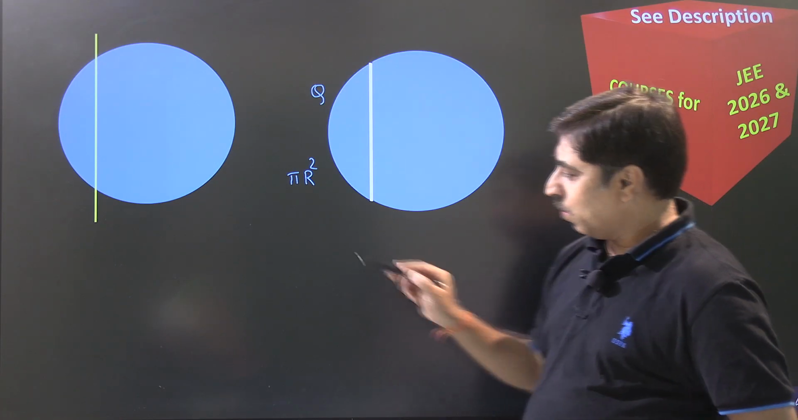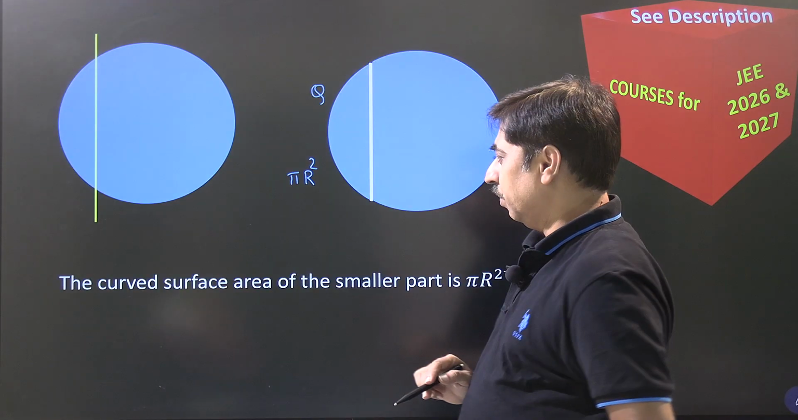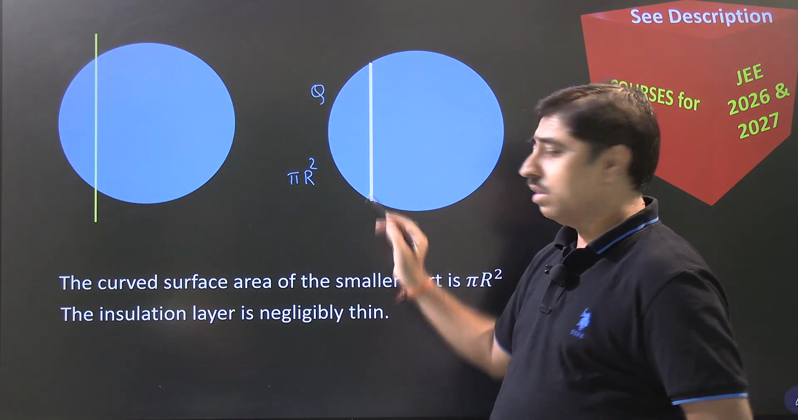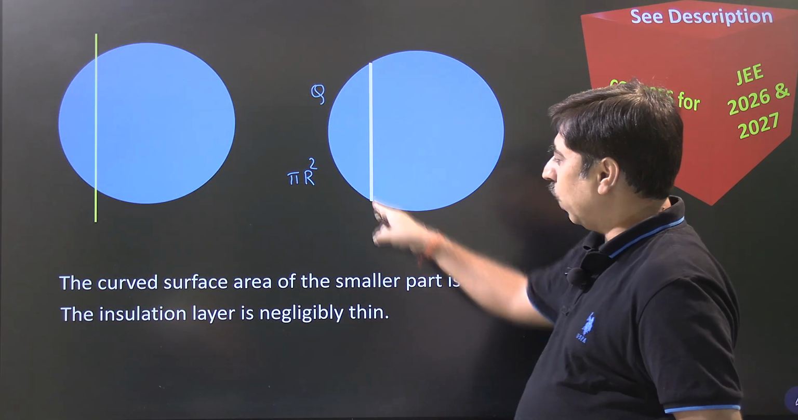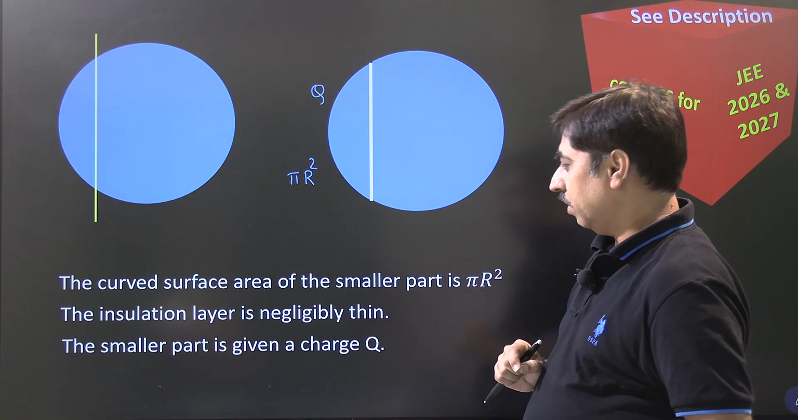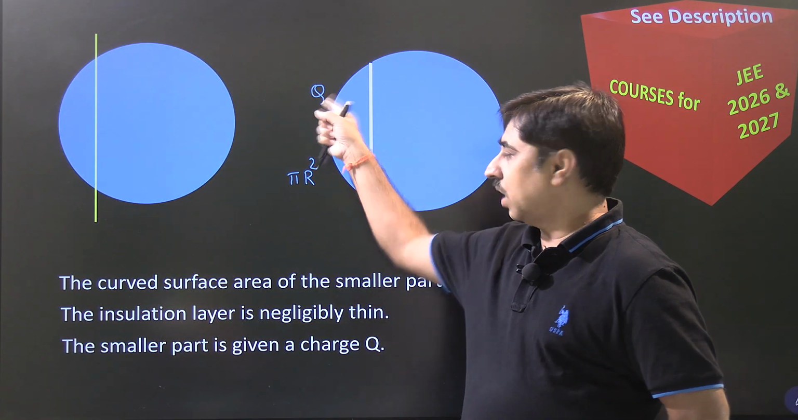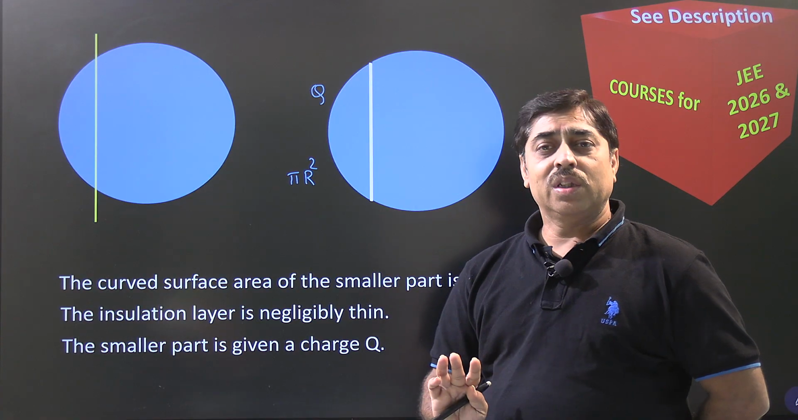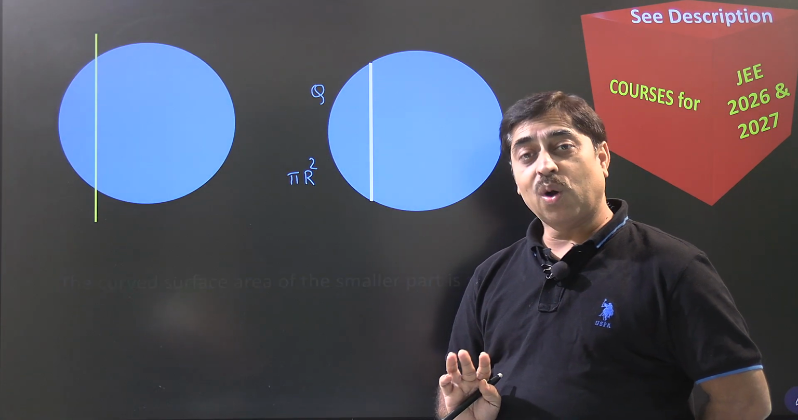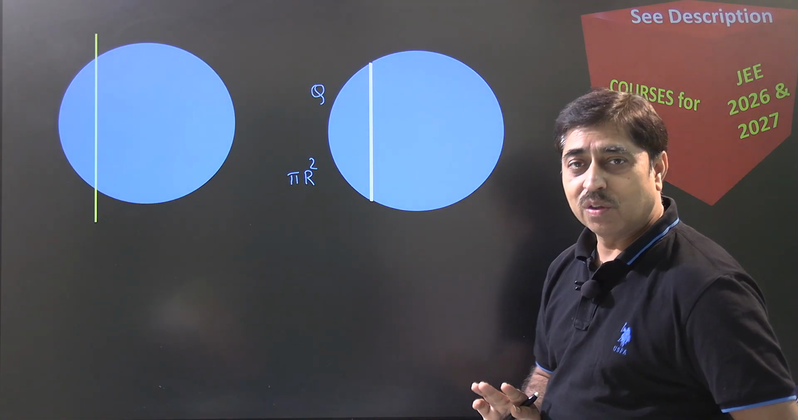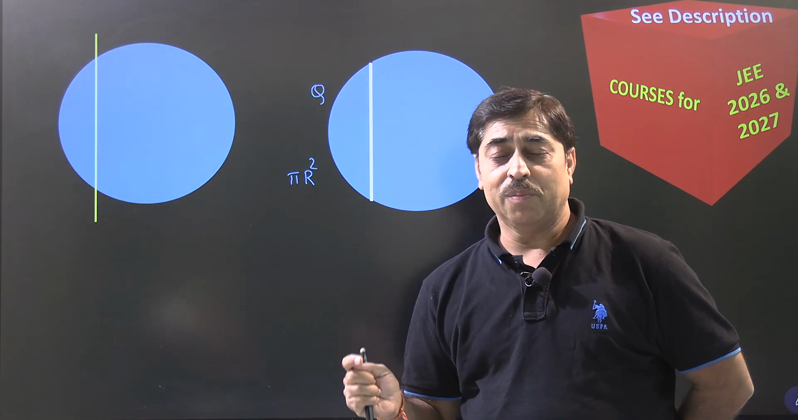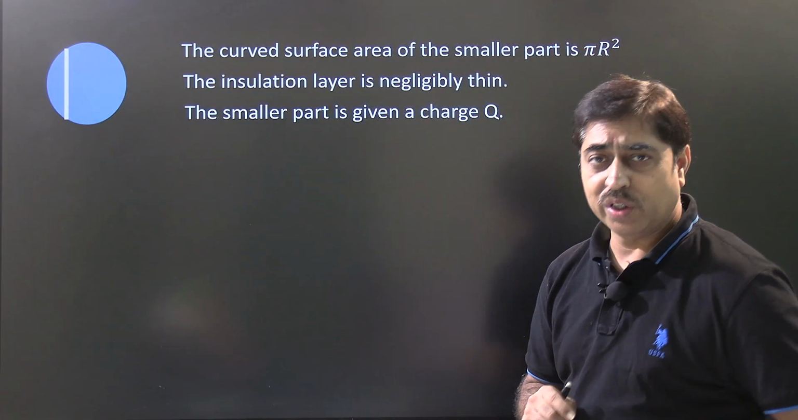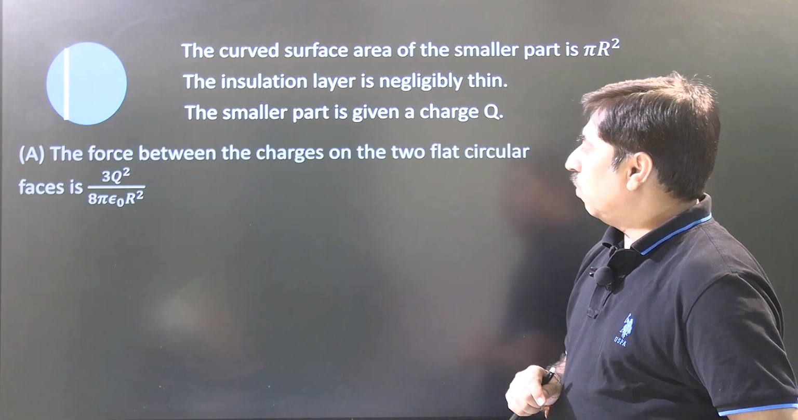Let me once again repeat the important points before I ask you the question. The curved surface area of the smaller part is pi r square. The insulation layer is of negligible thickness. This white colored part represents the insulation layer, and the smaller part has been given a charge capital Q. So this is given to you, and now the question gives you exactly 4 options. You have to tell which of these 4 options, one or more of them may be correct actually.